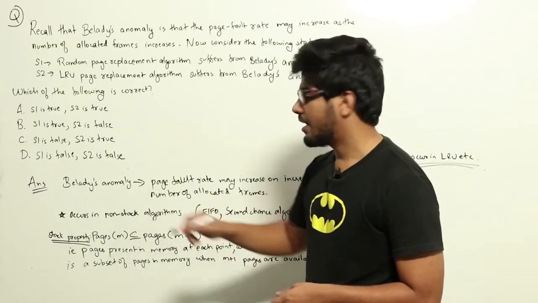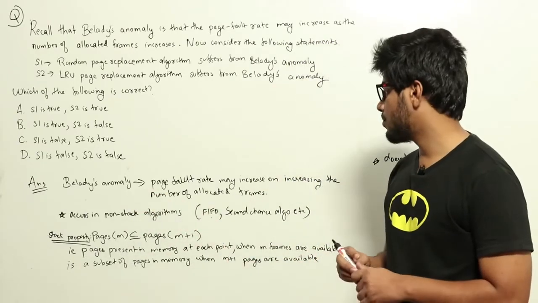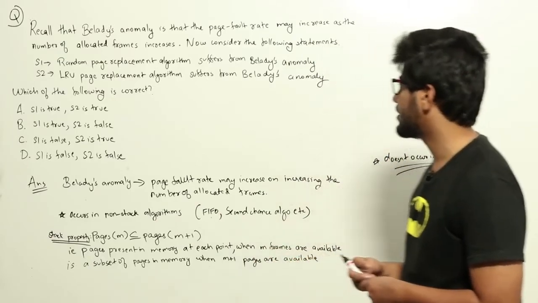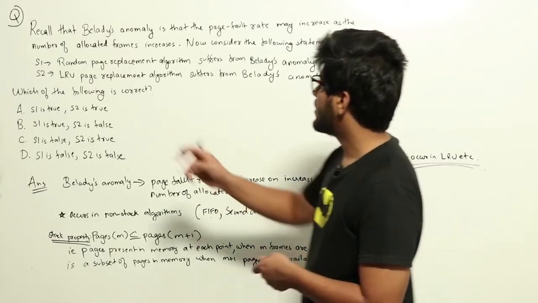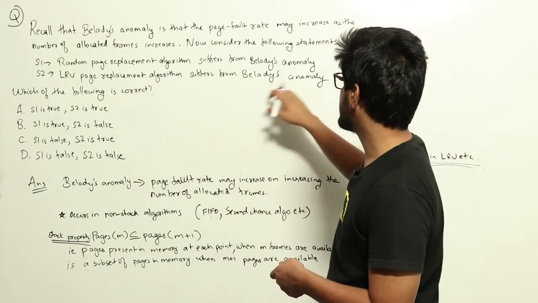Whereas algorithms such as first in first out don't follow this property, so Belady's anomaly will occur there. So let's look at S2. LRU page replacement algorithm suffers from Belady's anomaly.